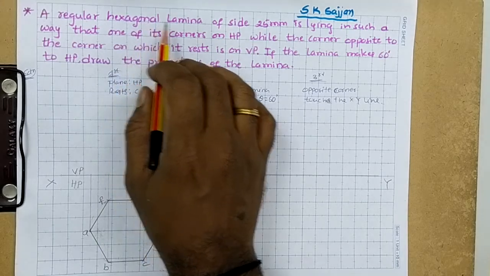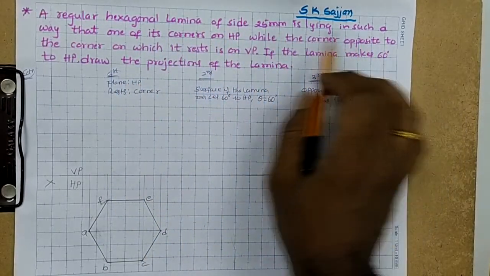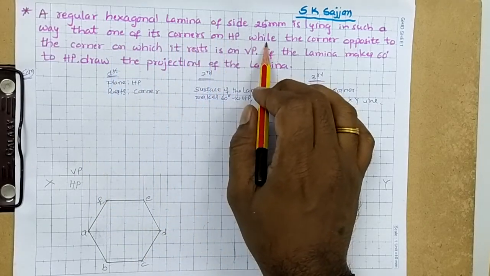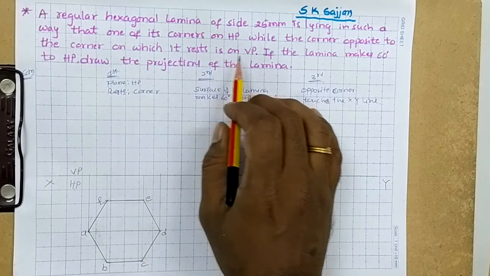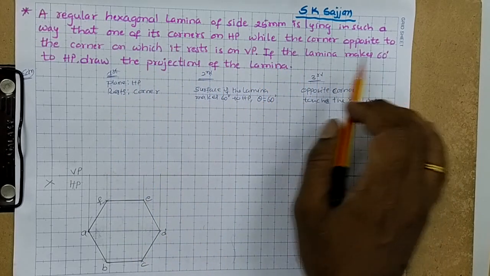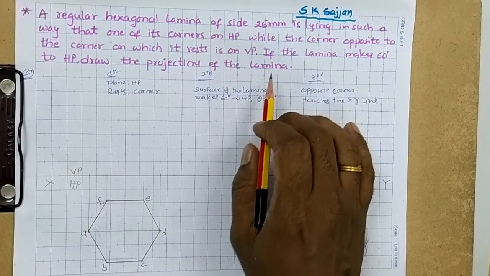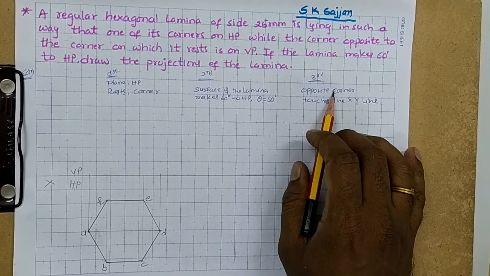A regular hexagonal lamina of side 25 mm is lying in such a way that one of its corners is on HP, while the corner opposite to the corner on which it rests is on VP. If the lamina makes 60 degrees to HP, draw the projections of the lamina. Let us find out the details of the first portion, second portion and third portion.